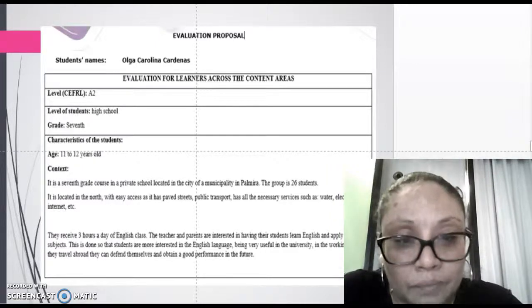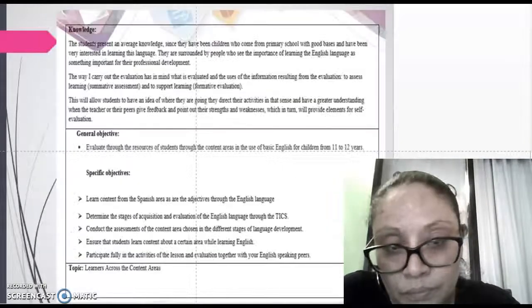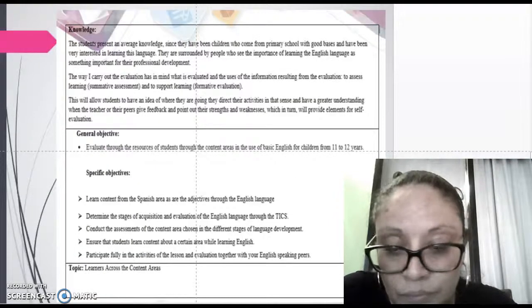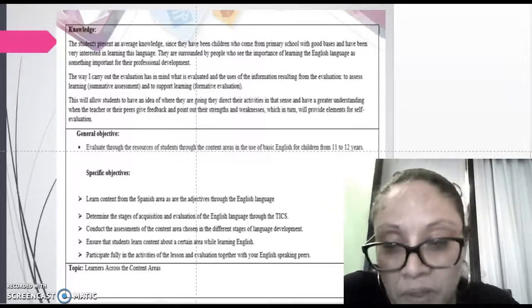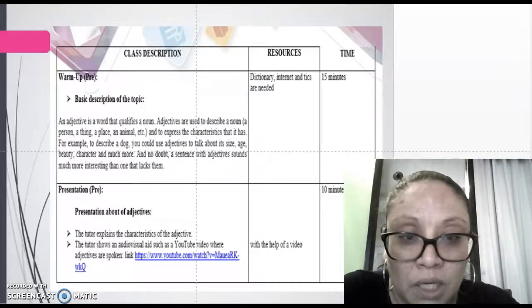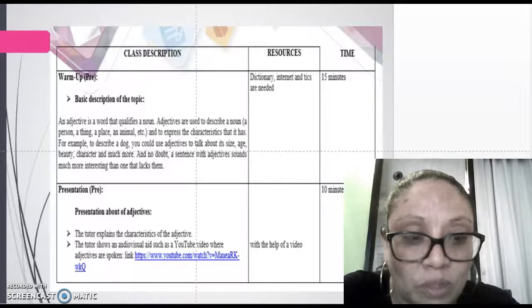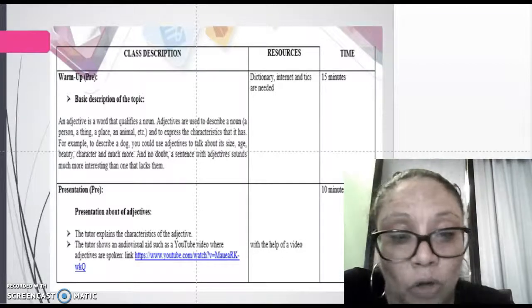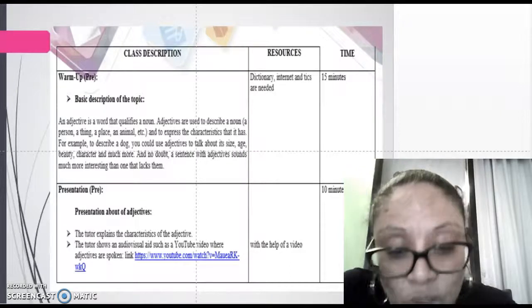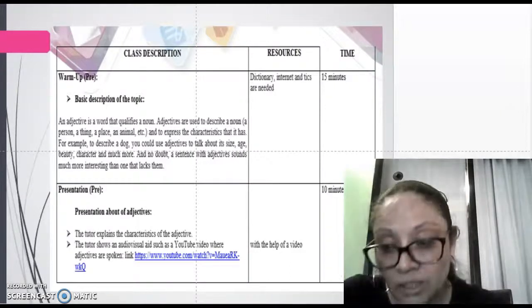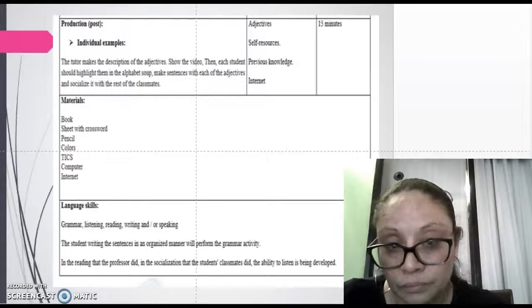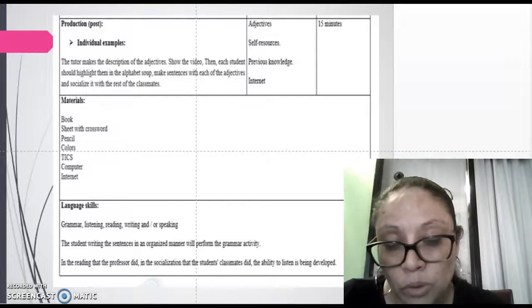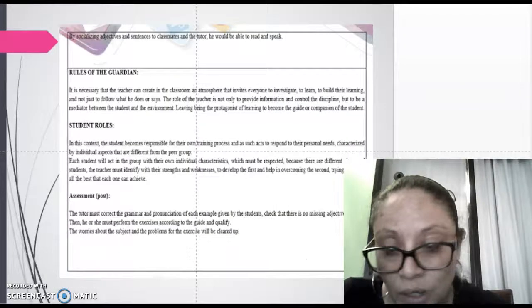Evaluation proposal. In order: general objective, specific objective, class description, result, time, basic description of the topic, presentation about adjectives. Production post, individual example, materials, language, rules of the game, student roles.